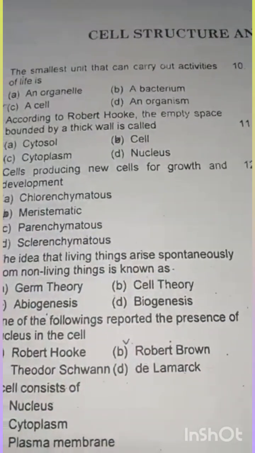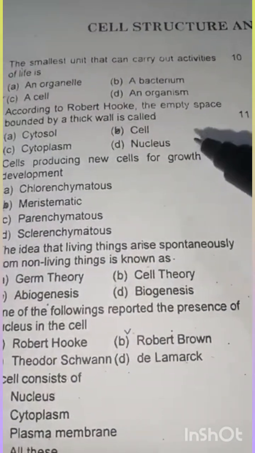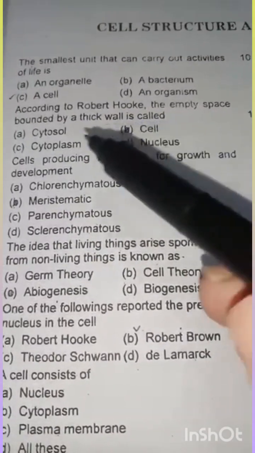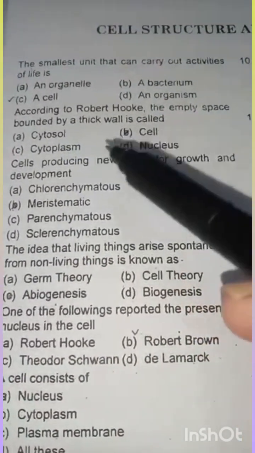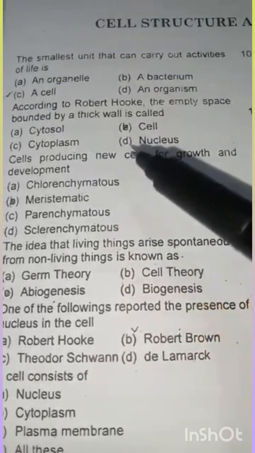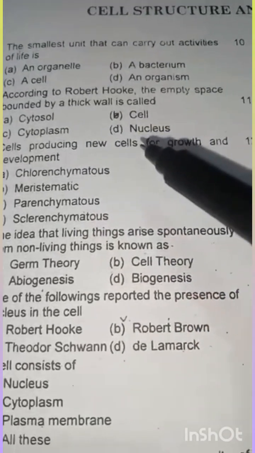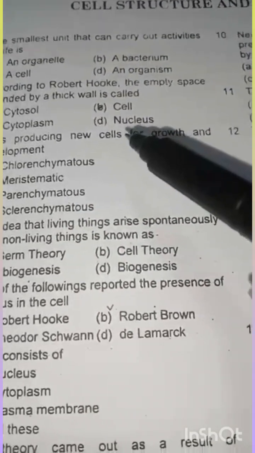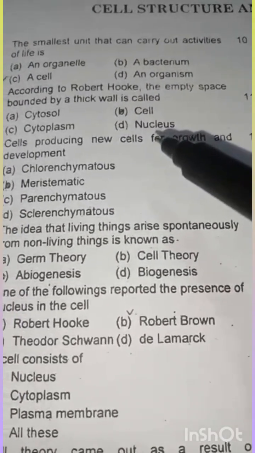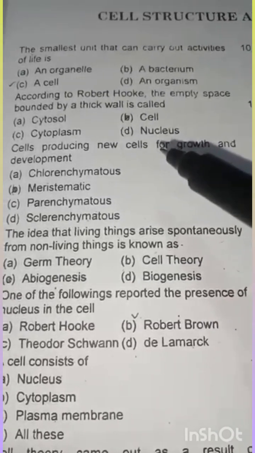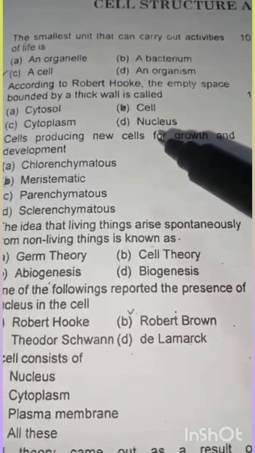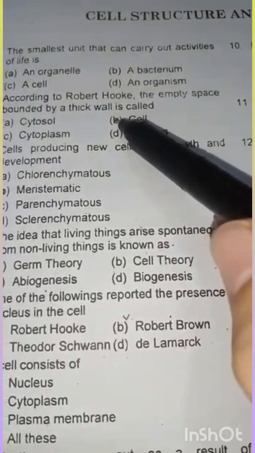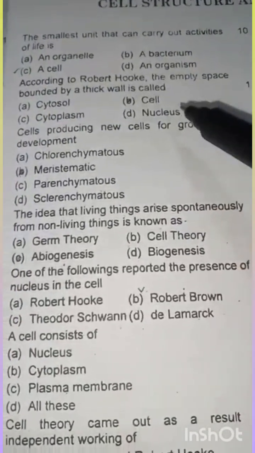According to Robert Hooke, the empty space bounded by thick walls is called option A cytosol, option B cell, option C cytoplasm, option D nucleus. As we know that Robert Hooke in 1663 discovered that the cell was an empty space bounded by a thin membrane. So this is the idea about the cell, and option B is correct here.